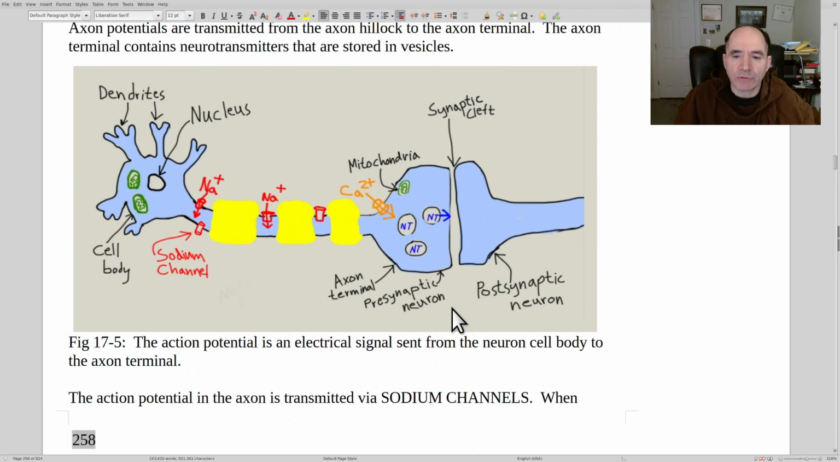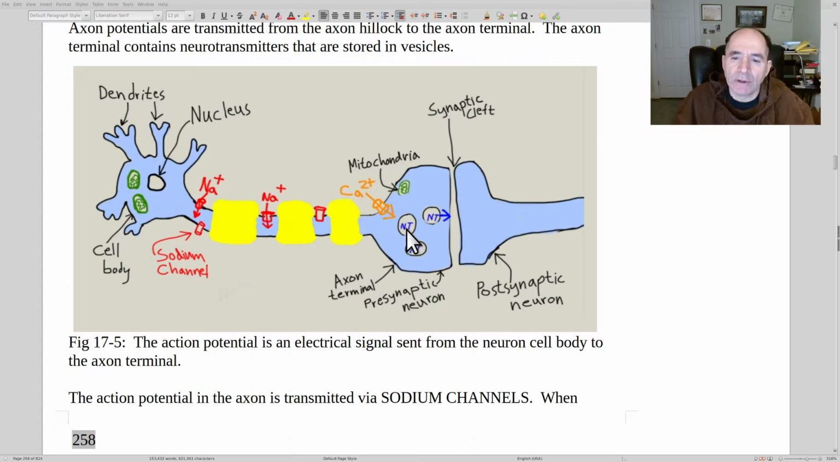Okay, here's the same drawing in a little more detail showing you what's happened with an action potential. Sodium channels will open up, sodium comes in, and that's the main ion of importance for the action potential. Once it gets down here to the axon terminal, it will have depolarized the cell. This will open up the calcium channels.